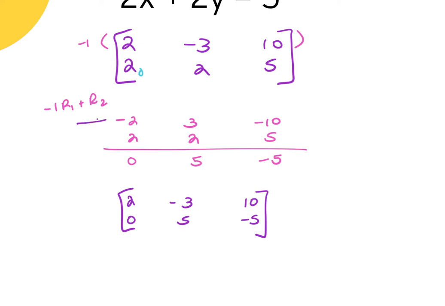Because I used, this was row 1 and this is row 2. Because I used both, you could replace either. But I wanted the 0 here, so I want to replace row 2. So I kept row 1 the same and I replaced row 2.